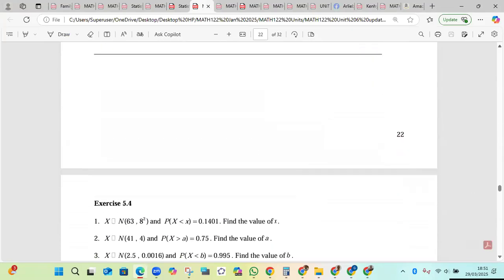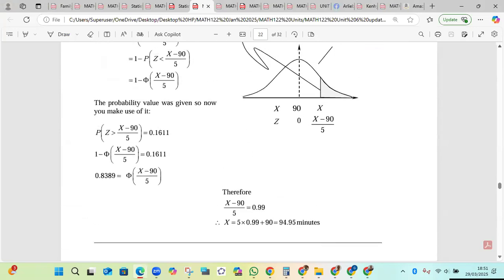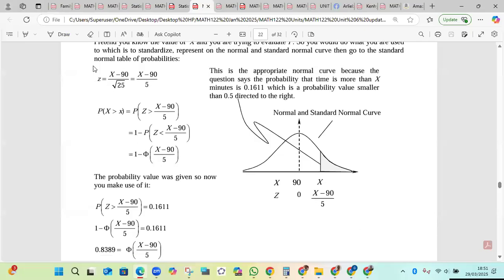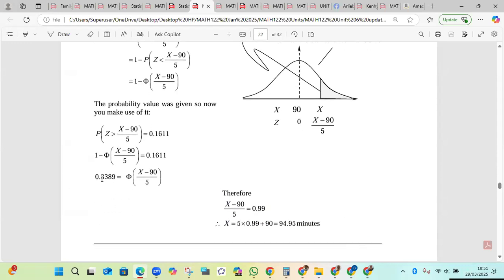And then you have the exercises. So we can take a look at the right tail. You can clearly see the probability value 0.1611. All this algorithm is for formality. The curve is important. You can put the curve and you can see where Z was attempted to standardize, but you're missing X, so you cannot continue. However, you can use the probability value 0.1611 subtracted from one, and use that 0.8389 to go into the table to get the Z value, which is 0.99.